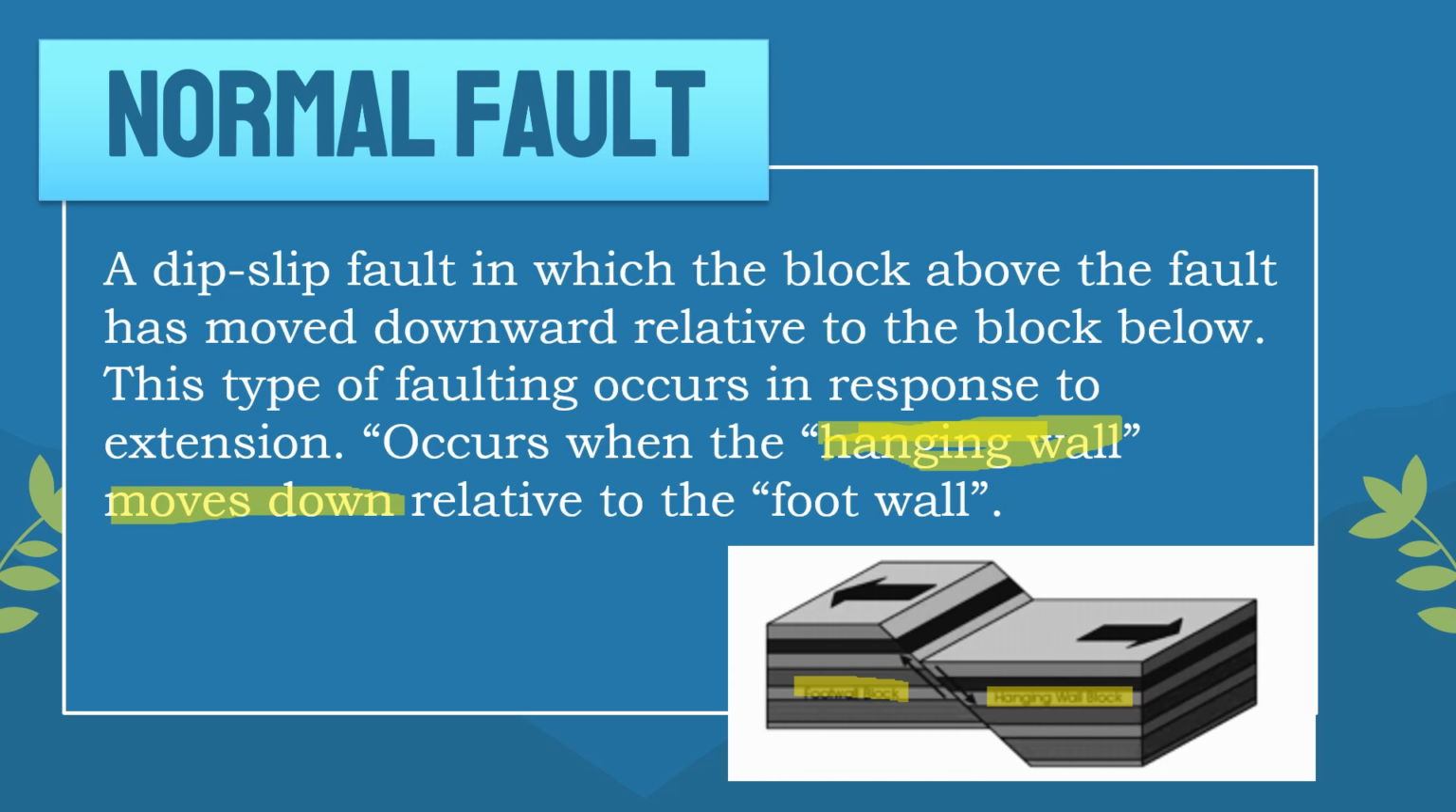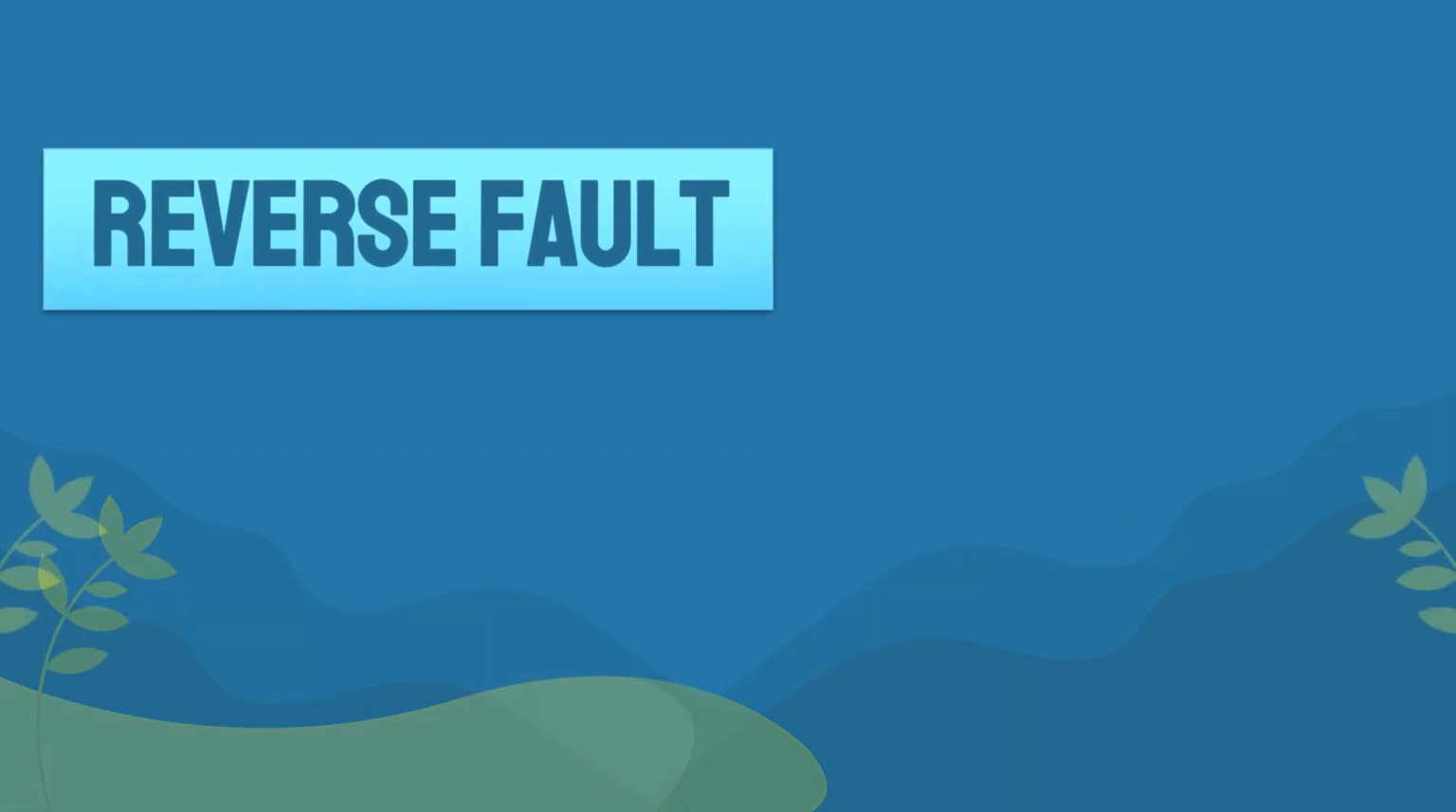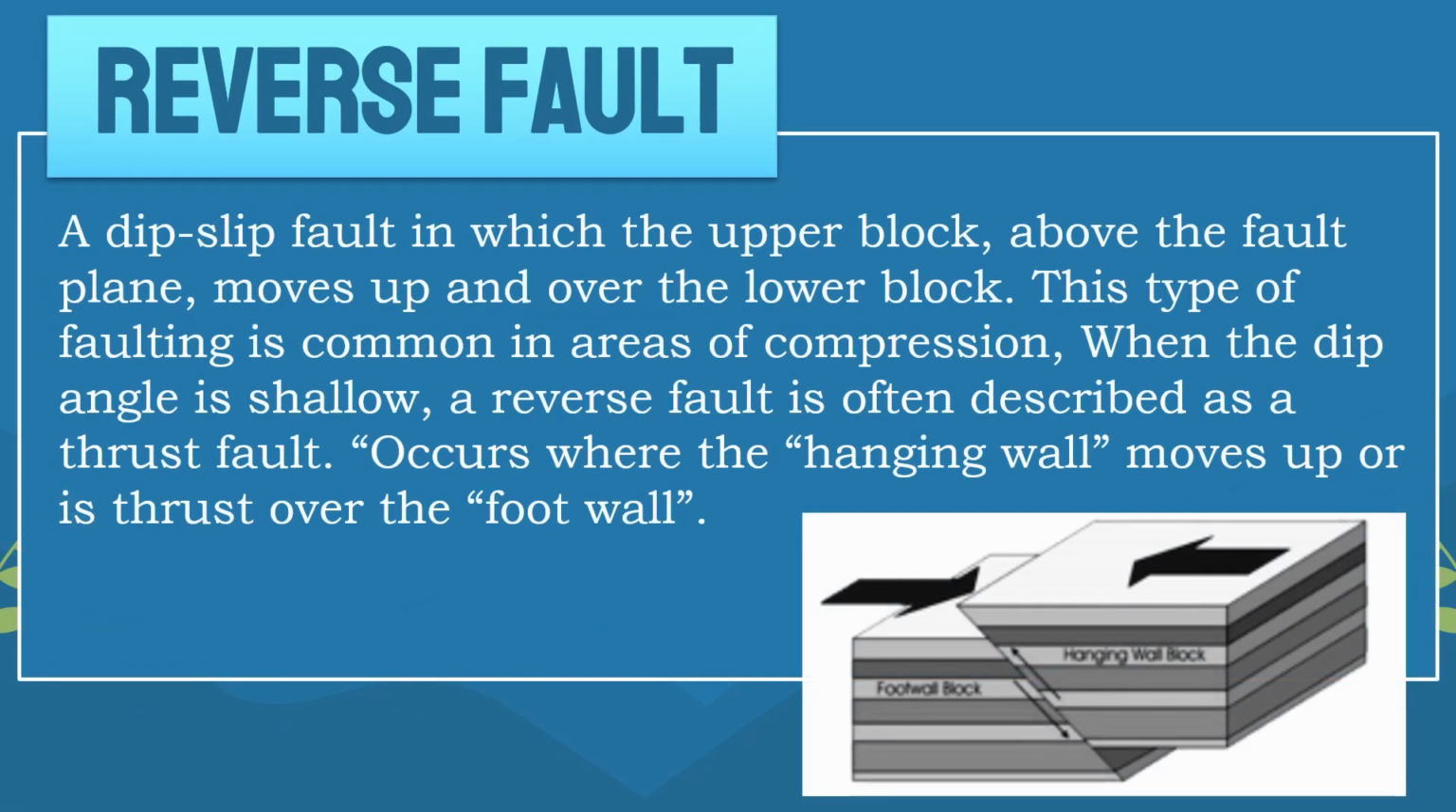Next, we have the reverse fault. Ano naman ang reverse fault? A reverse fault is a deep slip fault in which the upper block above the fault plane moves up and over the lower block. This type of faulting is common in areas of compression. When the deep angle is shallow, a reverse fault is often described as a thrust fault. So another term for reverse fault is thrust fault.